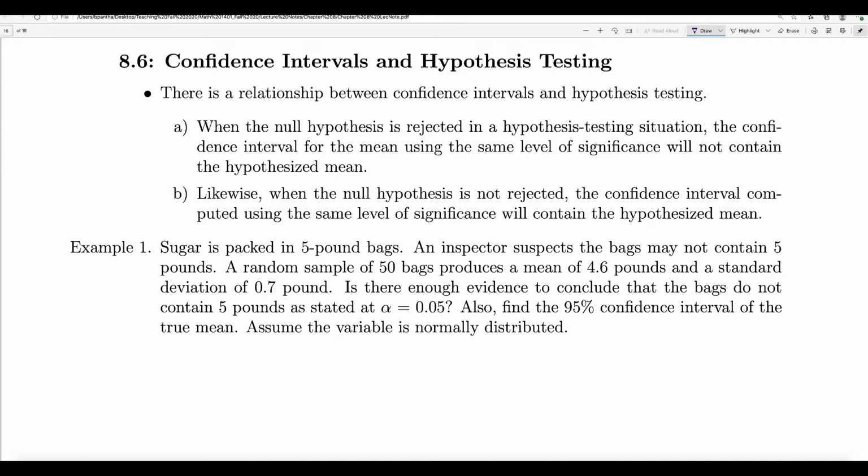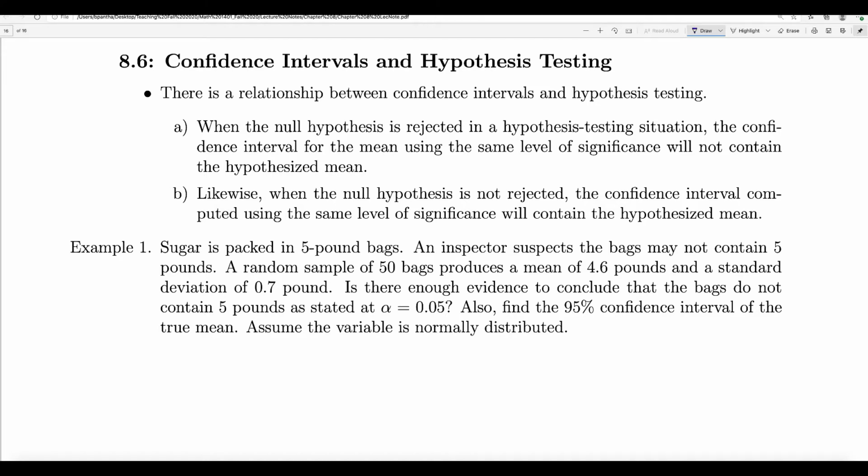Okay, and in chapter 8, 8.1, 8.2, 8.3, and 8.4, we did the hypothesis testing of the mean, hypothesis testing of the proportion, and hypothesis testing of the variance. Okay, so what is the difference? How are they related? Is there any relationship between the confidence interval and the hypothesis testing? Actually, there is a strong relation.